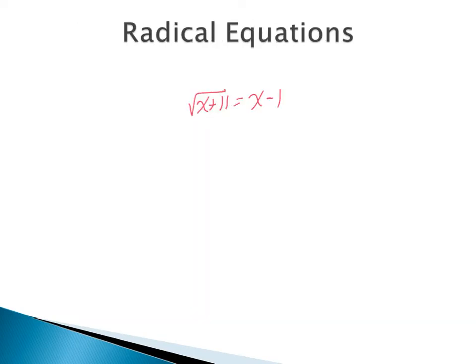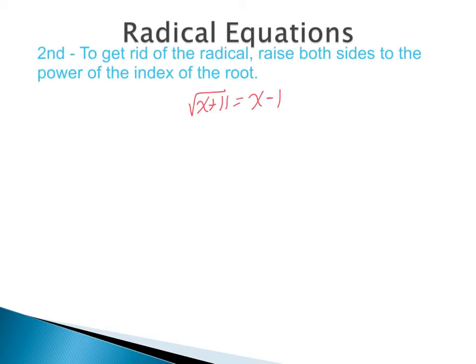Our next step would be to get rid of the square root. Well, if you remember when we were solving quadratic equations using our square root property, if I had x squared equals a number, the way that I got rid of the x squared was by taking the square root. So same idea here: when I have a square root, I'm going to be raising both sides to the second power. Whenever you have a radical, you're going to raise both sides to the power of whatever the index of your root is. So if you had a cube root, you'd be raising both sides to the third power in order to undo that radical.